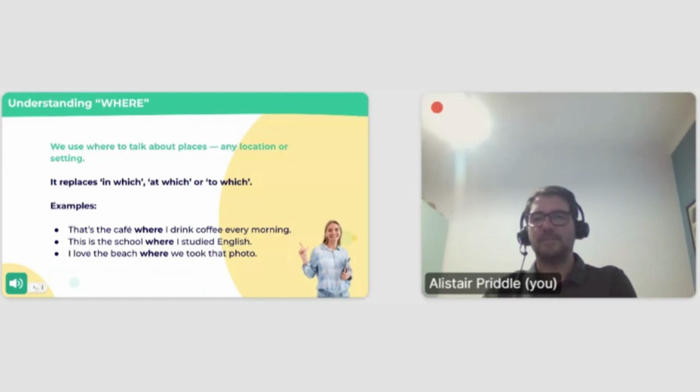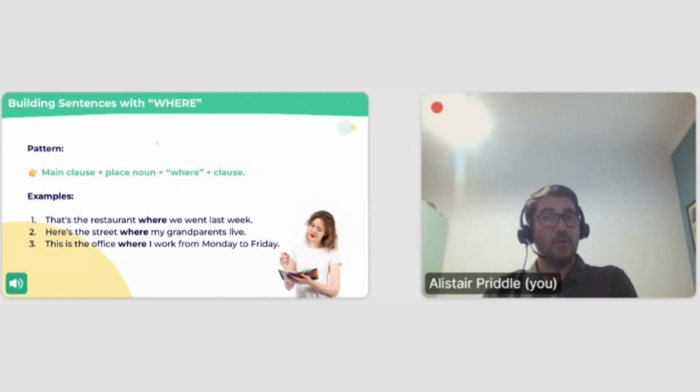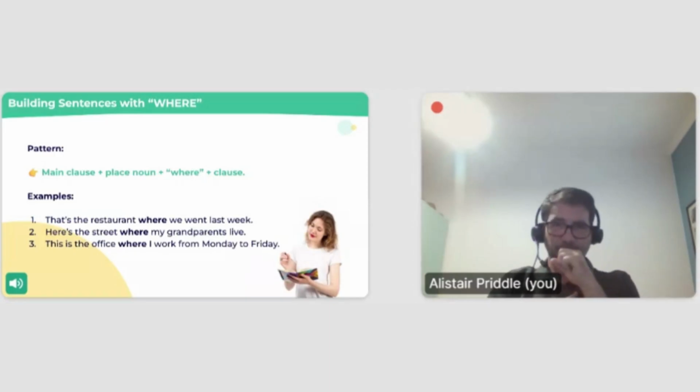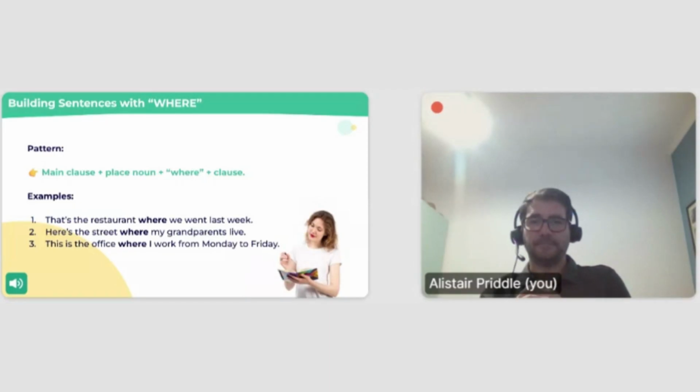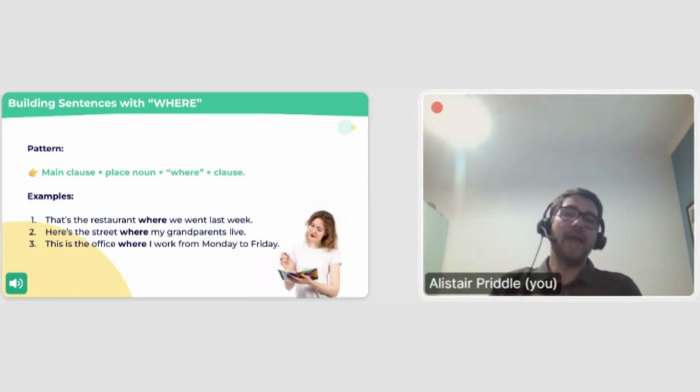Let's have a look at our structure. So, building sentences with where. We have a pattern that uses a main clause plus a place noun plus where plus another clause. Some examples. That's the restaurant where we went last week. Here's the street where my grandparents live. This is the office where I work from Monday to Friday.